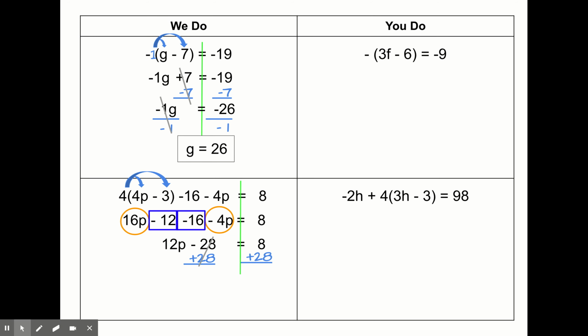It reduces down to 0 on the left. We're just left with 12p. And on the right, we have 36. And the last step, divide both sides by 12 to undo multiplying by 12. 12 divided by 12 is 1, so we have 1p equals 3, because 36 divided by 12 is 3. And of course, I have to say, please box your answer so we can find the answer to all the hard work you've done.